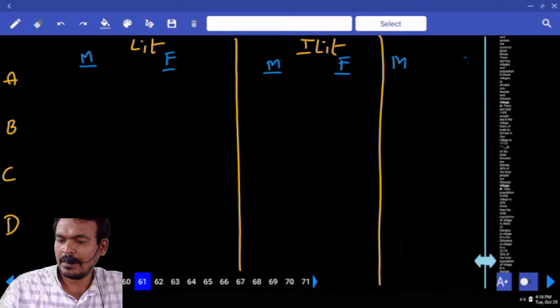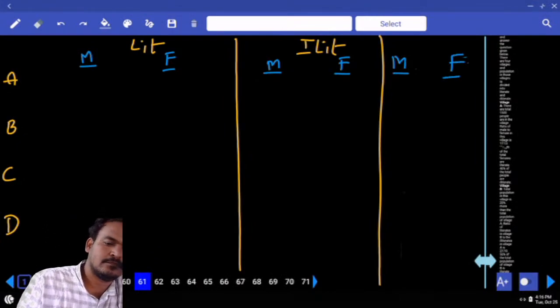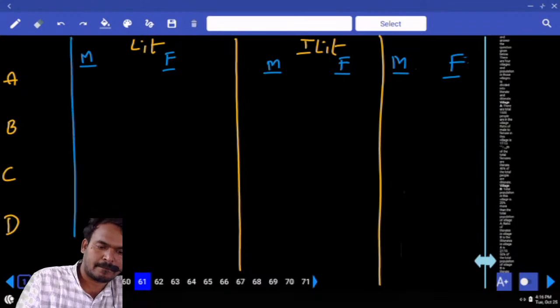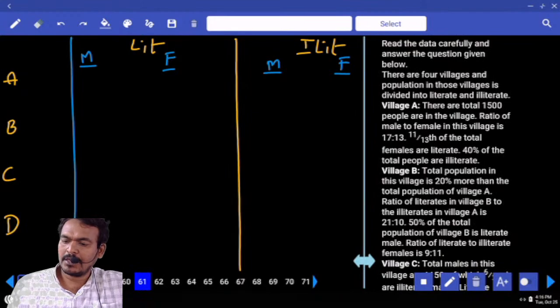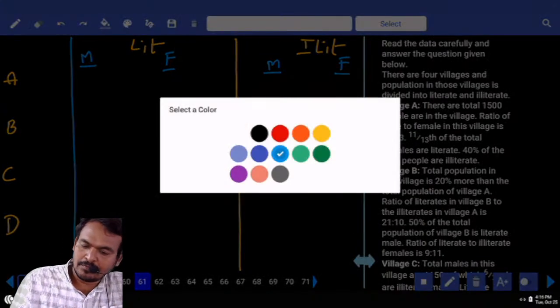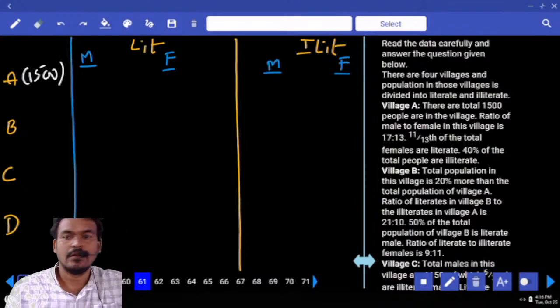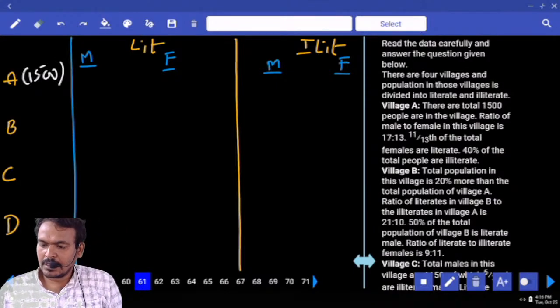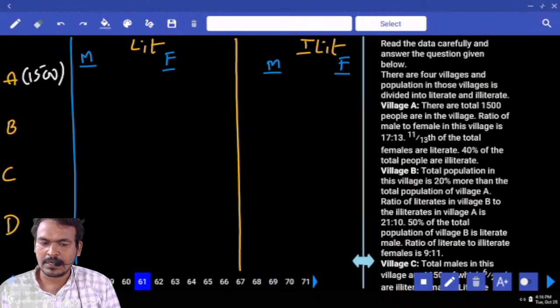Total males and total females. What is the first point given? Village A, total how many persons? 1500. That 1500 is the total value of village A, yes or no? Next, the ratio of male to female in this village is 17:13.